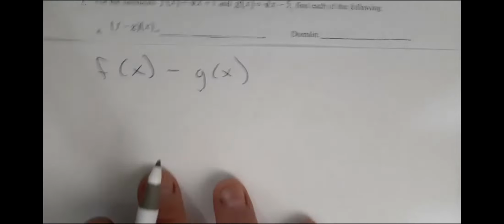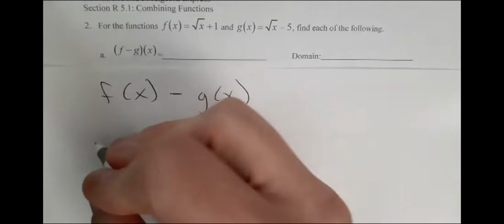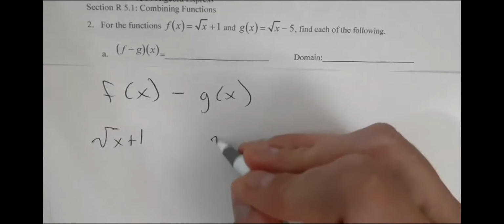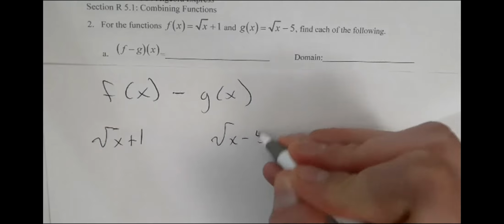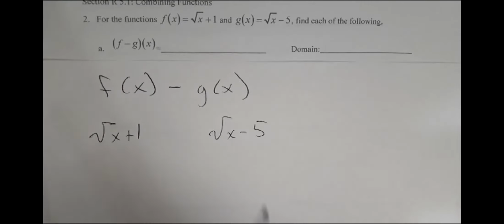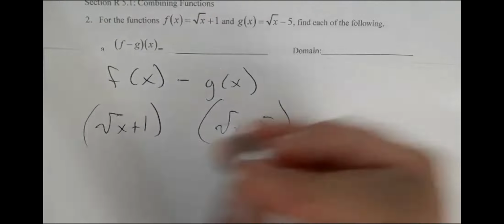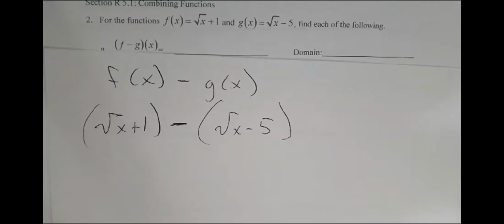If you write this thing, we know f of x looks like root x plus 1. G of x looks like root x minus 5. And I'm supposed to subtract these two things. There is something that I'm going to do. Every time I plug something in, I'm going to put parentheses. Here, especially when we're subtracting.